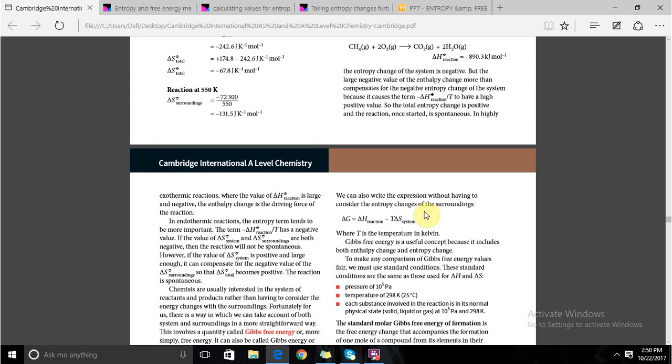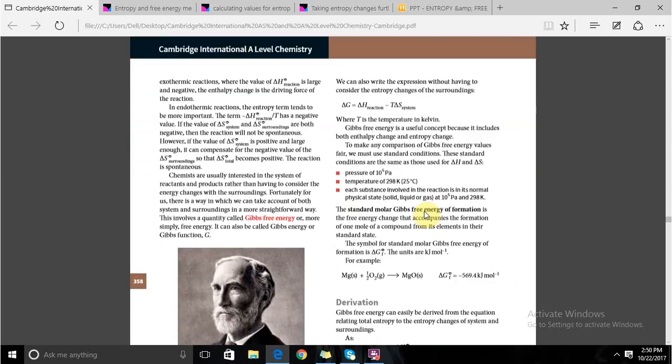However, in endothermic reactions, the entropy term tends to be more important because the term delta H naught over T will have a negative value. And if the entropy values of the system and the surroundings are both negative, then the reaction will never be spontaneous. However, if the value of the system is positive and large enough, it can compensate for the negative value of the entropy of surroundings, and so the overall entropy will become positive and the reaction will be spontaneous.